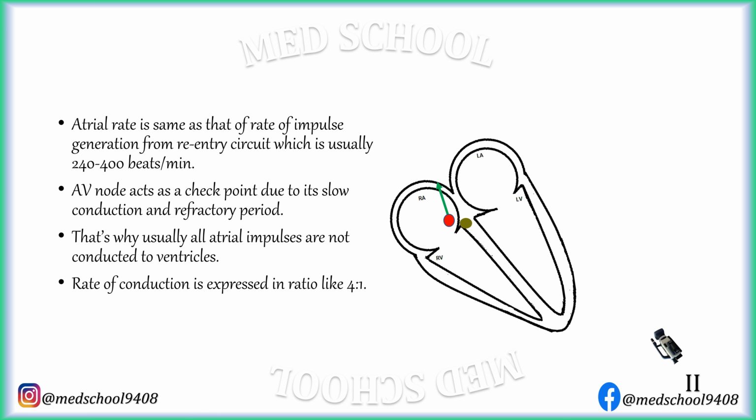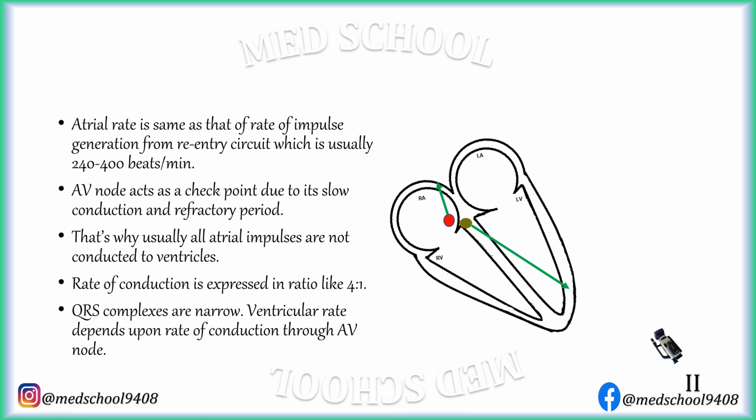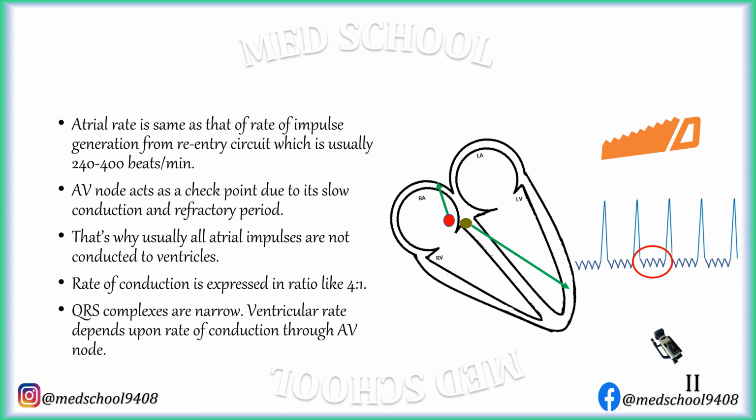The rate of conduction is expressed in a ratio like 4:1. As the impulse is conducted through the normal conduction pathway in the ventricles, QRS complexes are narrow. Ventricular rate depends on the rate of conduction through the AV node. Rhythm is regular unless there is a variable block through the AV node. So, the rhythm in atrial flutter looks like this. The baseline is fluctuating and looks like the tooth of a saw. Hence, it is also called sawtooth appearance.